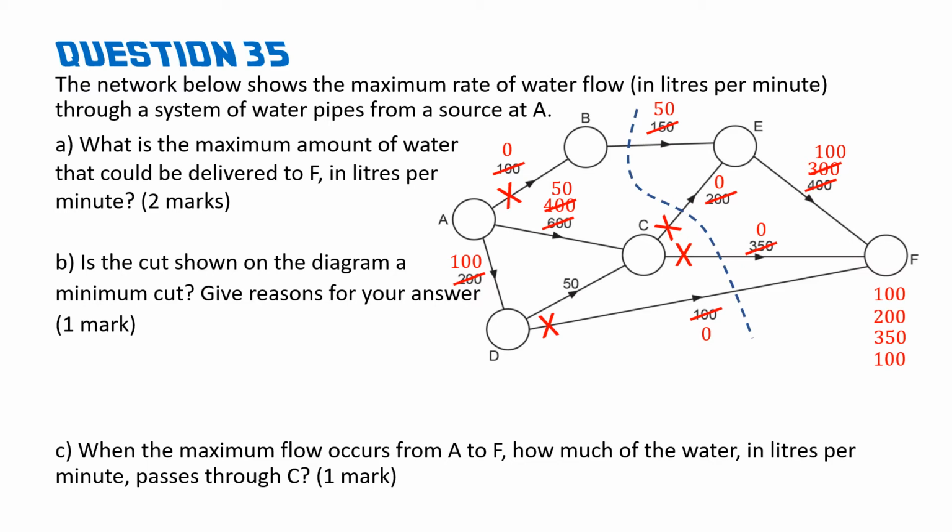So how much can we get through? Well, it's going to be 100 plus 200 plus 350 plus 100. Those are the amounts that I can get through. So when I add those numbers together, we get 750 litres.